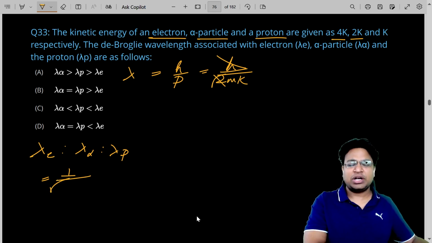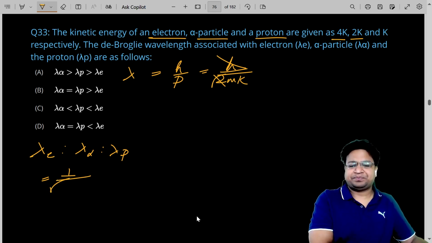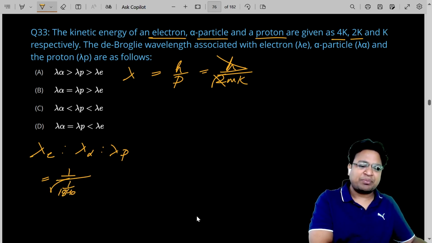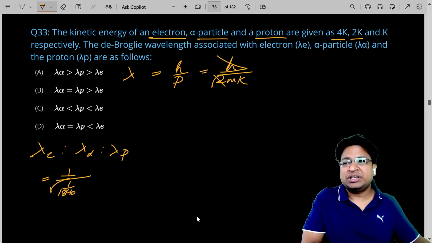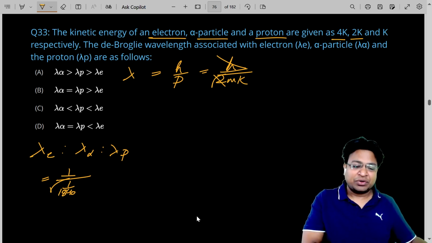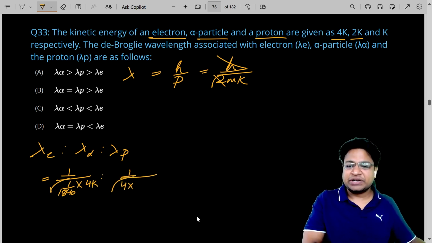So for electron, the mass is around 1 upon 1840 times the mass of proton. So I will write 1 upon 1840. I'm treating the mass of proton as 1 AMU basically. I'm substituting all the masses in AMU, and because it is the ratio that I'm calculating, it will not have any impact on the ratio. So this is the mass of electron, and the kinetic energy of the electron was given to be 4k. Next, for alpha particle, the mass will become 4 AMU, or I can simply write 4, and the kinetic energy is given as 2k. And for the proton, the mass will become 1 and the kinetic energy is given as k.